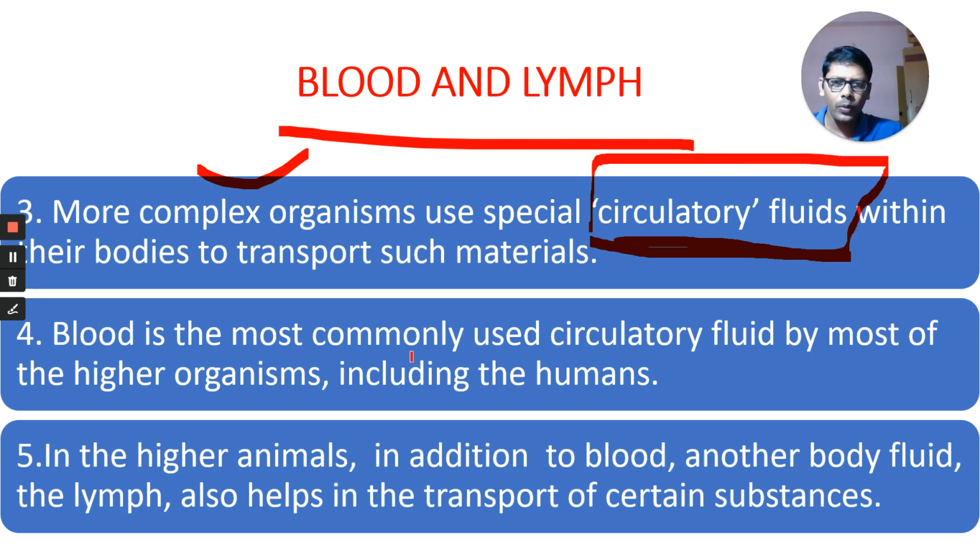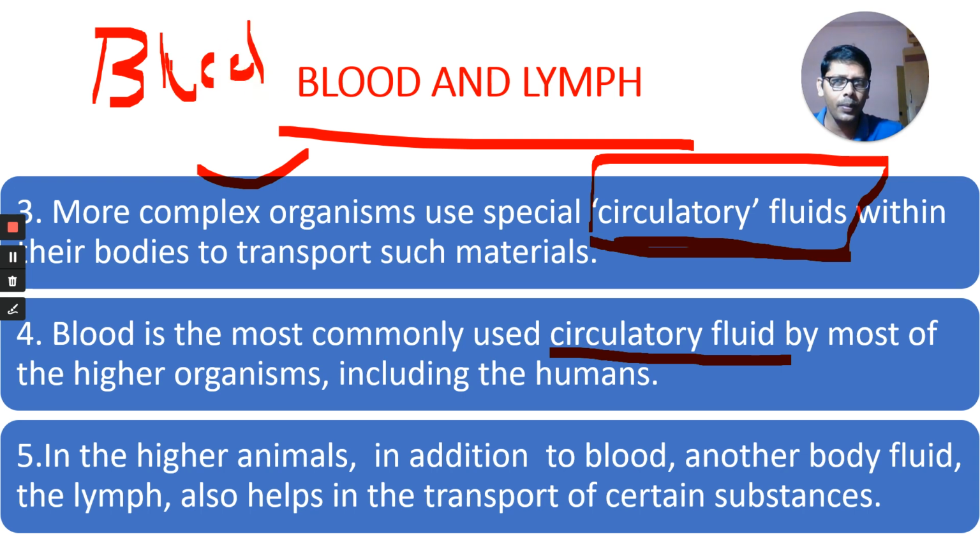Blood is one of the most commonly used circulatory fluids. Earthworms, for example, have blood. What is the color of the blood in earthworm? Is the blood of earthworm white or red? Several students get confused here. Most students say the color of the blood in earthworm is red.